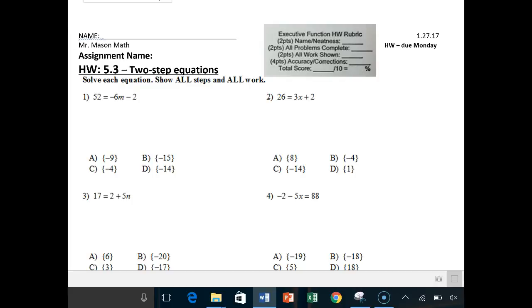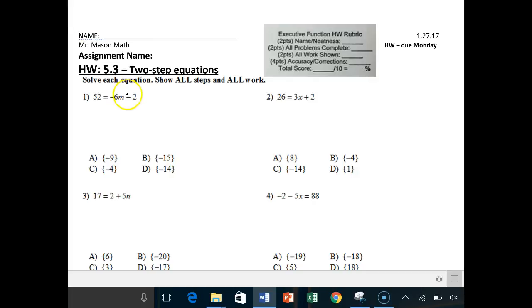I'm going to help us out with homework 5.3, two-step equations. Let's get some homework done before the weekend. Please make sure you show all your work and all steps. We're also going to be checking our work, so when you do a problem, pause the video, try a problem on your own, and check just like I do.